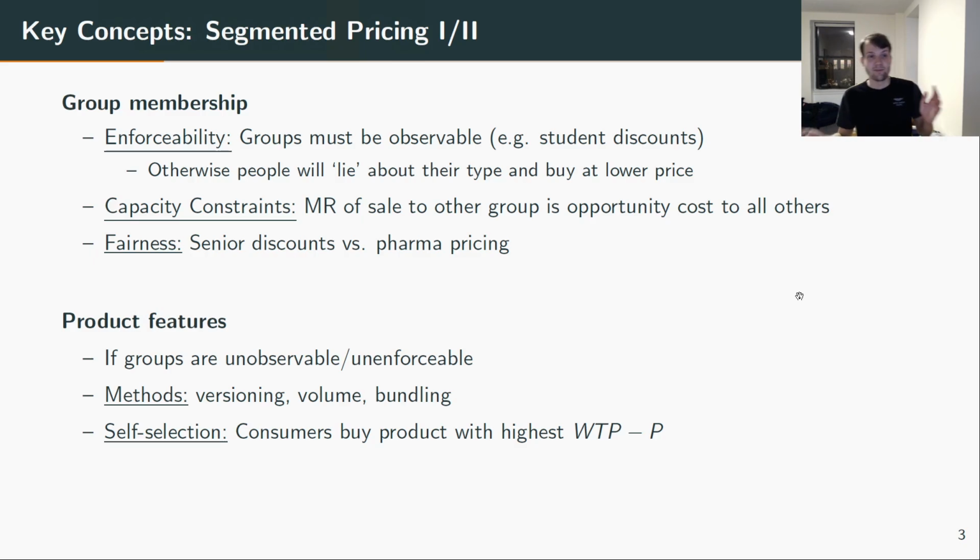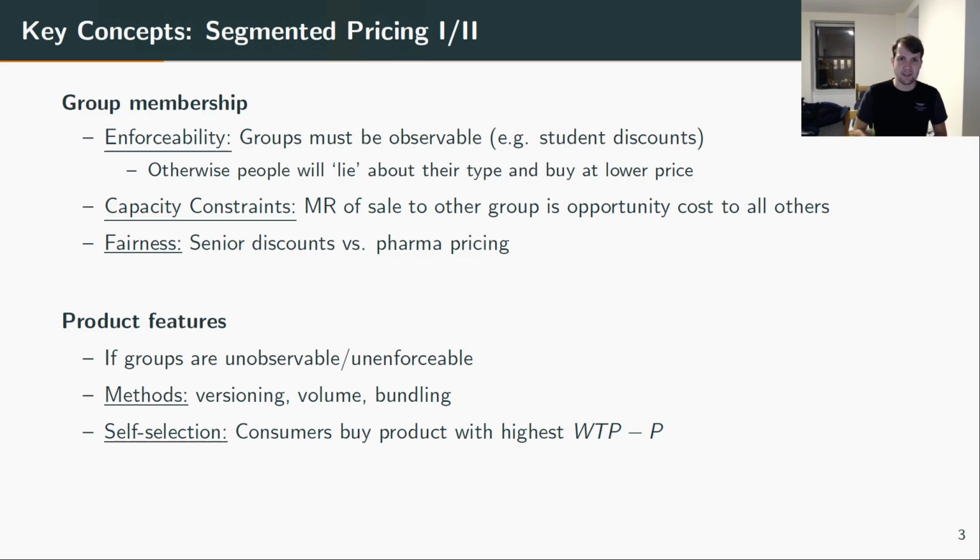Now, if you want to do segmented pricing, as I said, there's two ways. You can either do it by group membership or by product features. Group membership requires enforceability, so groups must be observable and enforceable. That's the student discount example. Otherwise, if anyone who comes up and says they're a student gets the cheaper student pricing, everyone's just going to show up and say, well, I'm a student. I don't have to prove it, so might as well say I'm a student and get the better price.